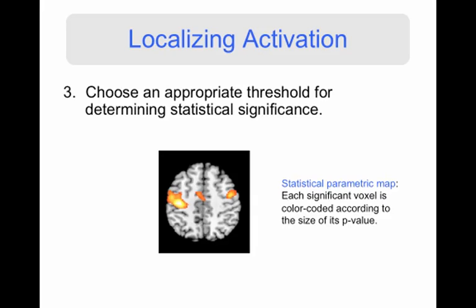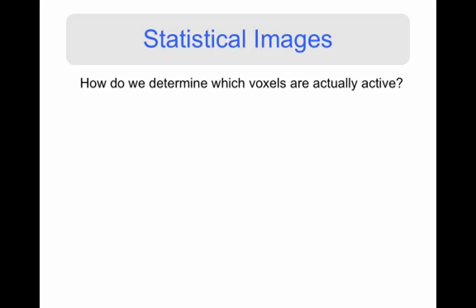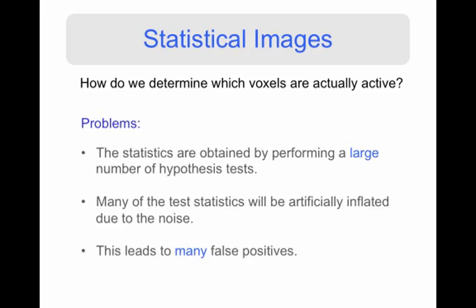Now, looking at these statistical parametric maps is much easier to interpret than looking at the t-maps because we've gotten rid of all the non-significant voxels here. However, what we've done is we've had to choose a threshold, and choosing this threshold is a very difficult problem, as we'll see. So how do we determine which voxels are actually active? Well, there's a lot of problems associated with that. The statistics are obtained by performing a large number of hypothesis tests. And because of that, we have a multiple testing problem. So many of the test statistics will be artificially inflated due to the noise. And this will lead to many, many false positives.